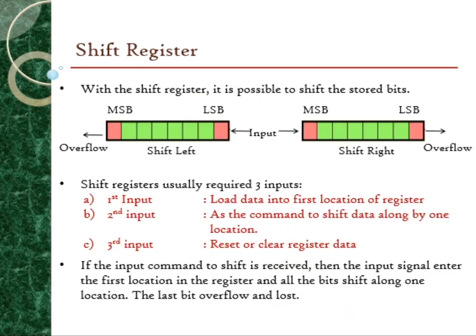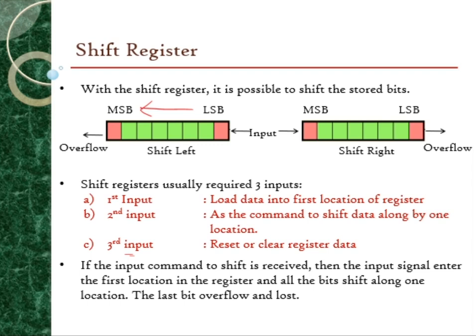With the shift register, it allows us to shift this bit to the left from the least significant bit to the most significant bit here, or to the right, where you have an input at the MSB here, and then this bit will be shifted out to the right. Usually, the shift register requires 3 inputs. The first one is to load the data into the first location of the register. The second input is the command to shift that data from one location to another. And the third input is to reset or clear this data register.